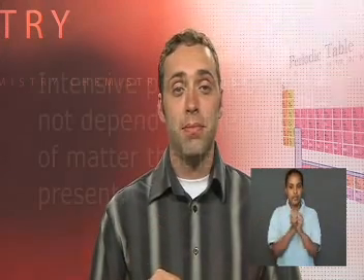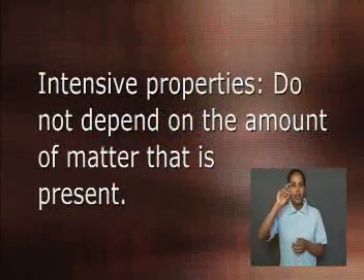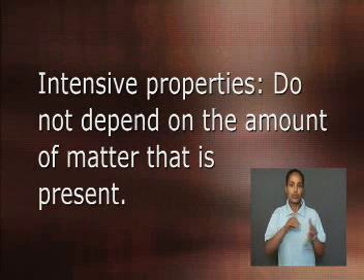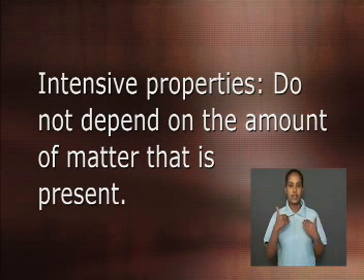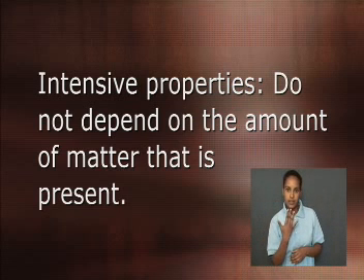The properties of a system can be classified as intensive or extensive. These classifications are based on a system's dependence on the amount of substance within it. Intensive properties are those that do not depend on the amount of substance that is present. Some examples include color, temperature, and density.